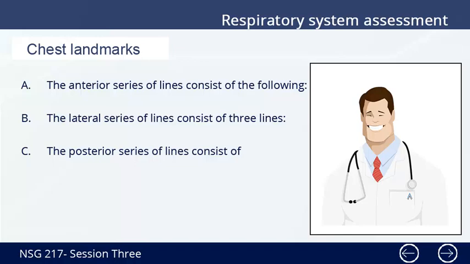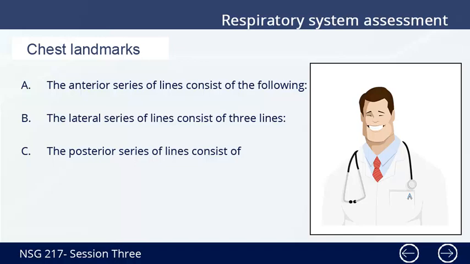Now B. The lateral series of lines consists of 3 lines. 1. Anterior axillary lines, right and left. They are vertical lines from the anterior axillary folds. 2. The mid-axillary line. This is a vertical line from the apex of the axilla. 3. Posterior axillary line. This is a vertical line from the posterior axillary fold.